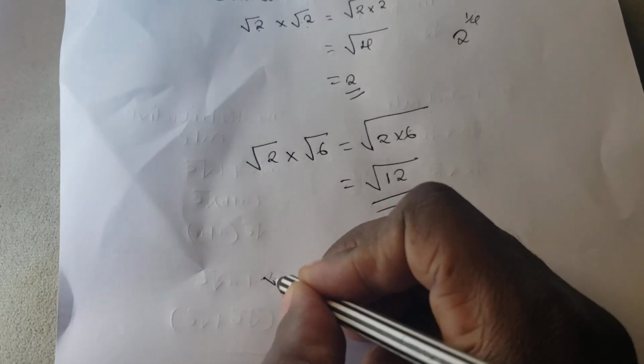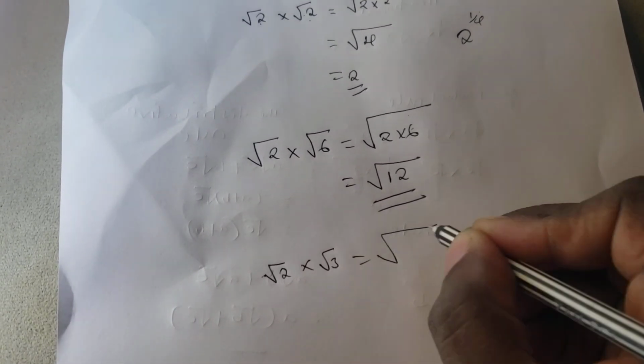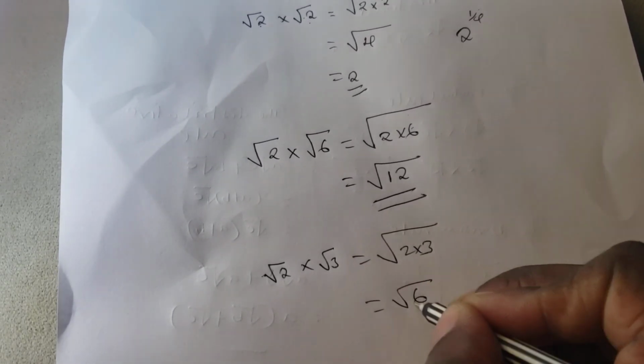Then, okay, what if we say root 2 times root 3? How is it going to be? Same thing. It will be root of 2 times 3. Okay, and we are going to get 2 times 3 is what? 6. That is our answer.